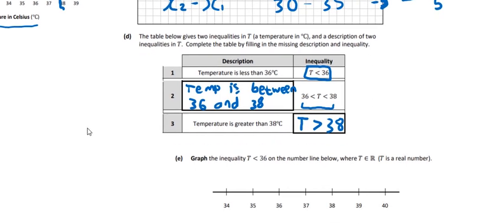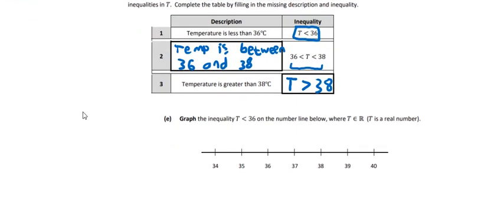And then part E, graph the inequality T is less than 36 on the number line, where T is an element of the real numbers. So T is a real number, which means it can be any fraction or decimal or anything. It could be any possible number, so it could be anything in between the numbers too. So T is less than 36. I'm going to put a circle on 36. That's always the starting point with inequalities. When you're putting them on a number line, put a circle on whatever the number is. So what we're looking at here is numbers that are less than 36.